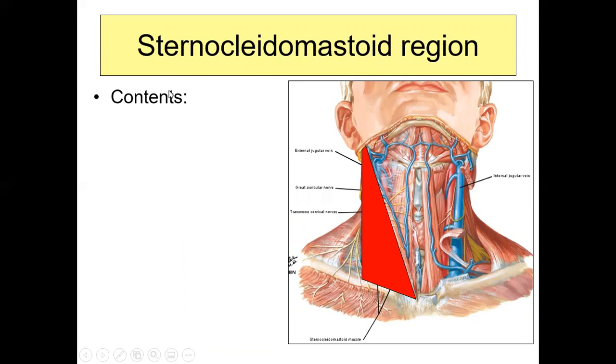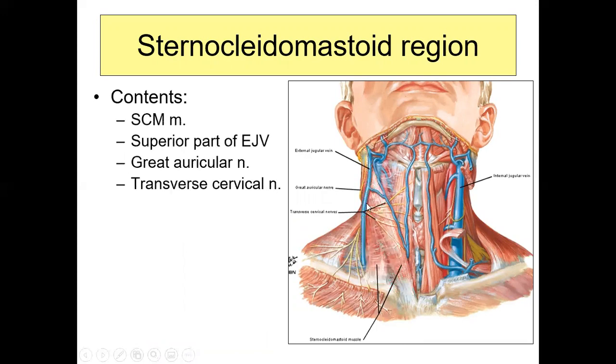So the sternocleidomastoid region. Okay, this is the sternocleidomastoid region, in the reddish color area here. So the content here, we have the sternocleidomastoid. If you make this part disappear, you can see there is a sternocleidomastoid muscle.